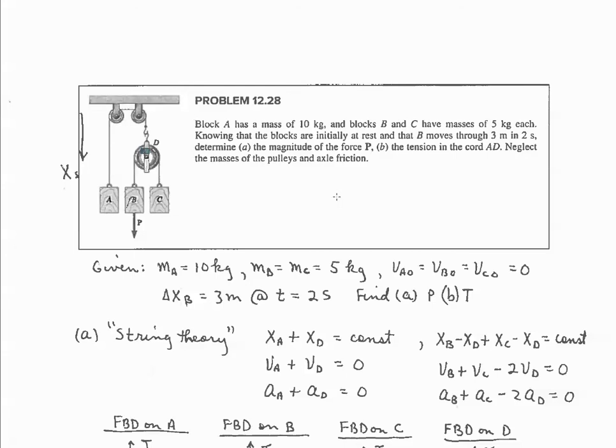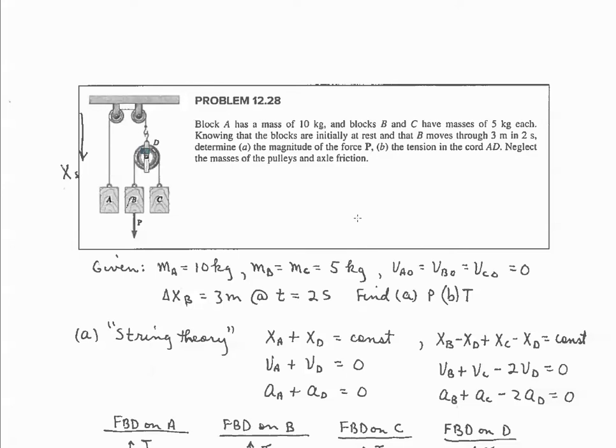Problem 12.28 states that block A has a mass of 10 kilograms, and blocks B and C have masses each of 5 kilograms, so that's a given. Note the blocks are initially at rest, so the initial velocity of each block equals 0, and B moves through 3 meters in 2 seconds. So at a time of 2 seconds, the change in position of B is 3 meters.